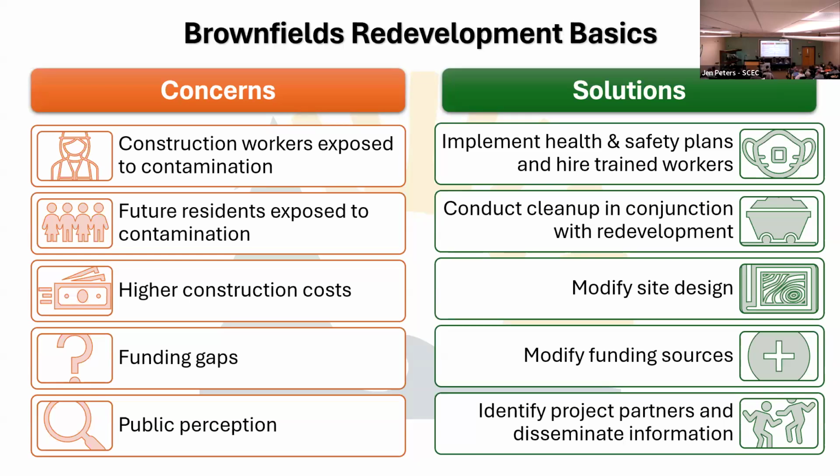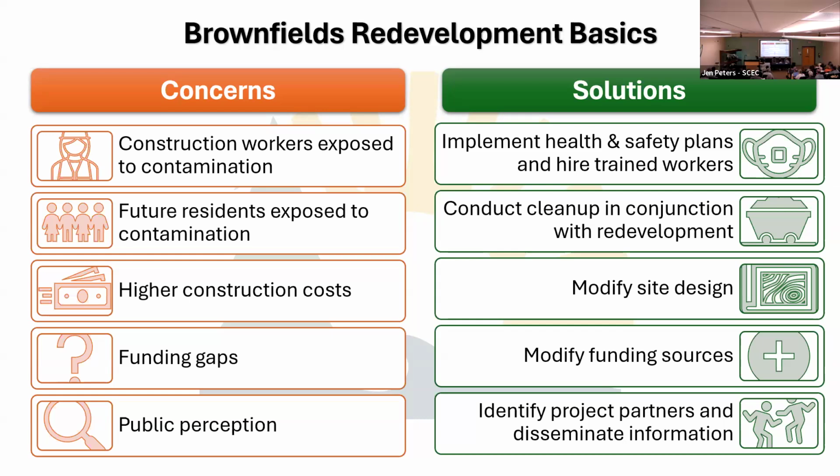Big concern would be higher construction costs. All of a sudden, you have to deal with this contamination. So with that, you could consider modifying the site design to reduce costs. So the soil that's generated, if it's contaminated, it costs a lot more to ship it off site than it would if it was quote unquote clean soil. So we could look at a project and potentially raise the grade or come up with some other ways to keep that soil on site instead of shipping it off site at cost.